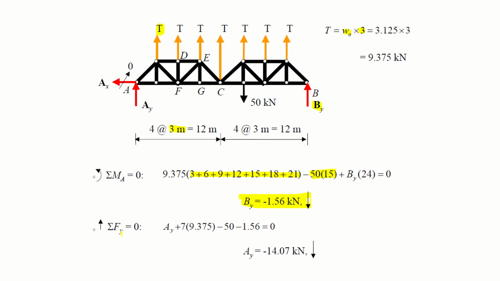Simply using summation of Fy, there is Ay, there are these 7 forces, 7 into 9.375, there is this 50 kilonewton downward. So from solving this equation, you will get the value of Ay minus 14.07 kilonewton, and it is acting downward. Okay.